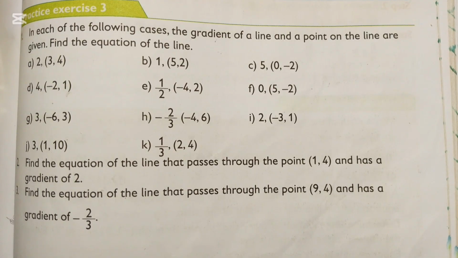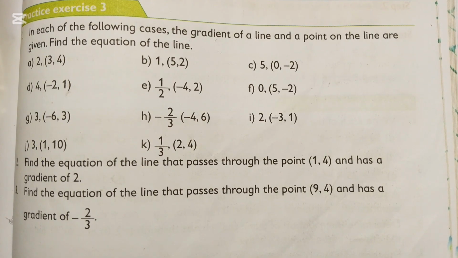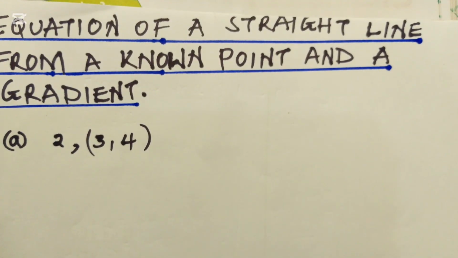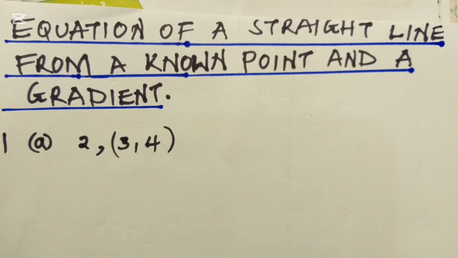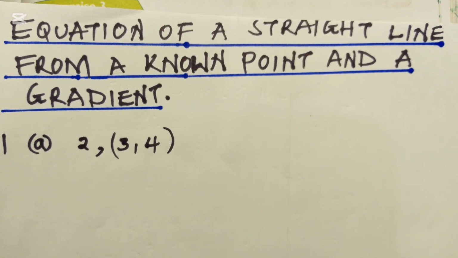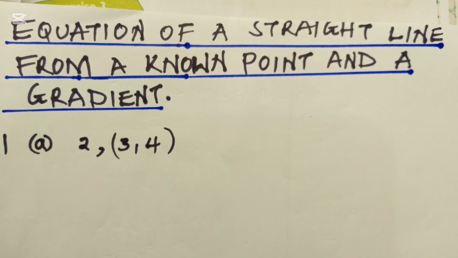Let's move together. If you have not yet watched my previous video, I explained how to get an equation of a straight line given 2 points. But in this case, it's a bit different. You are not given the 2 points. You are given 1 point and a gradient, and from there we are supposed to get the equation of that straight line.